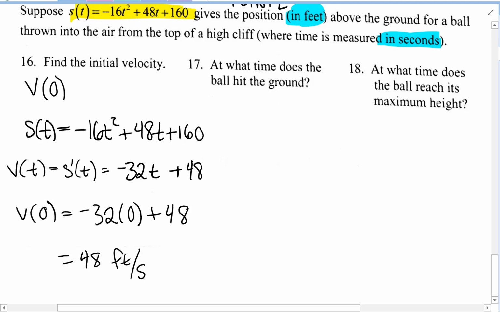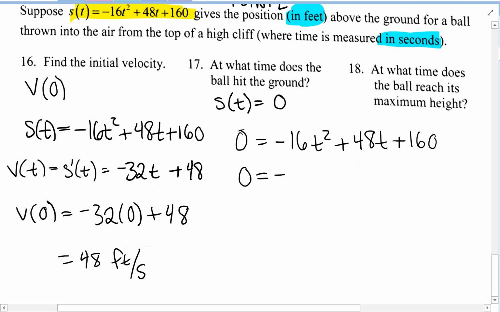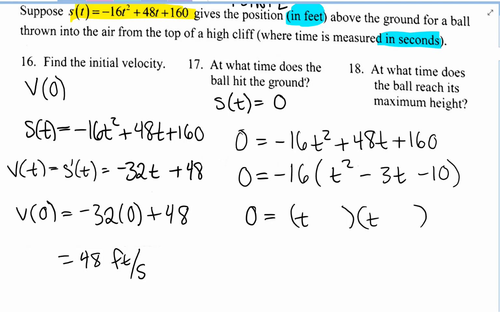At what time does the ball hit the ground? The ball hits the ground when the position of the ball is 0 feet above the ground, when it literally hits the ground. So I want to know when s of t equals 0. We can factor out a negative 16. Divide both sides by negative 16 and you'll be rid of your coefficient. So this would be t minus 5, t plus 2.